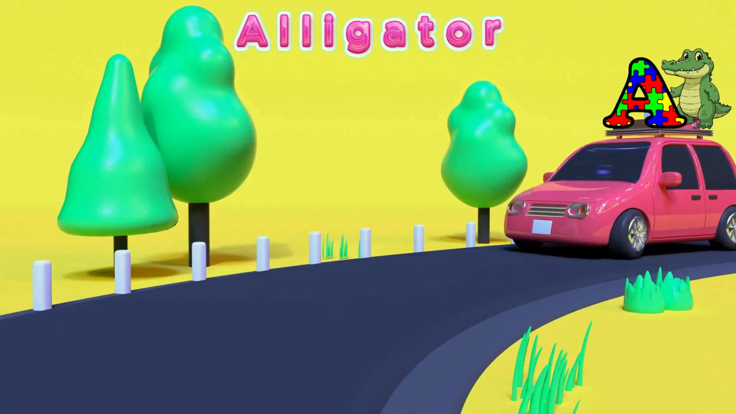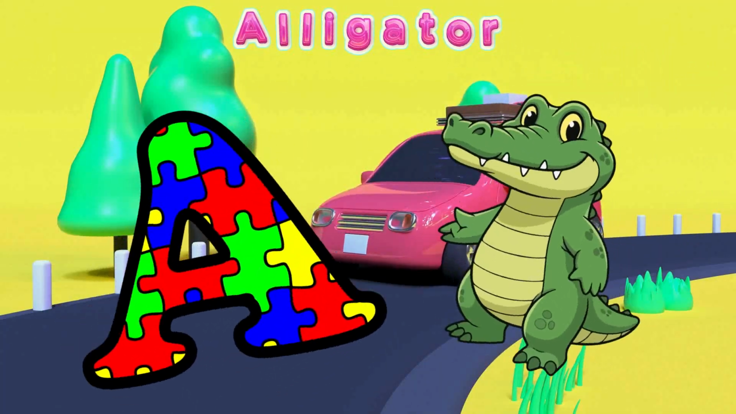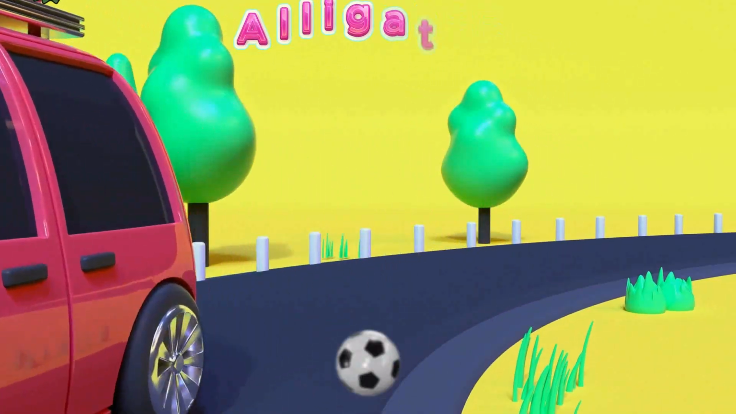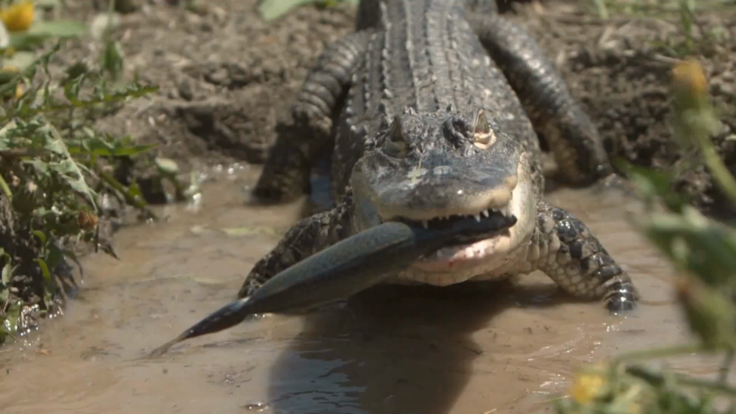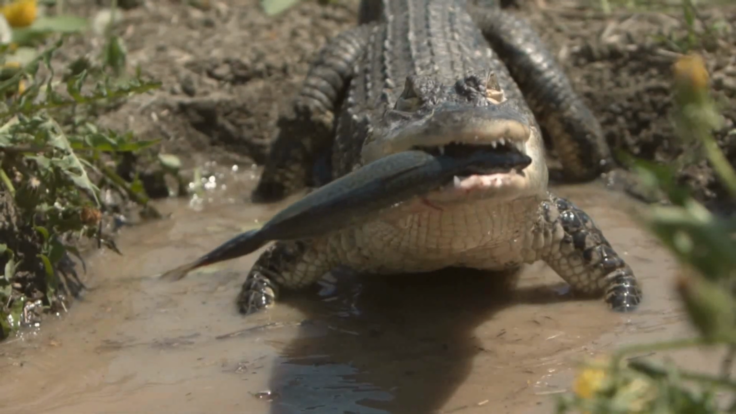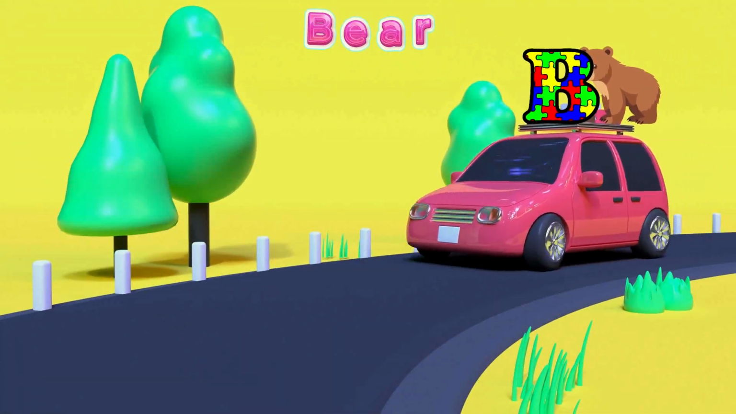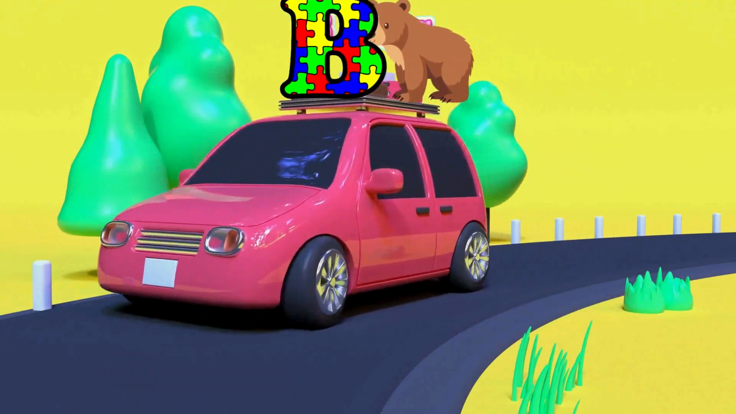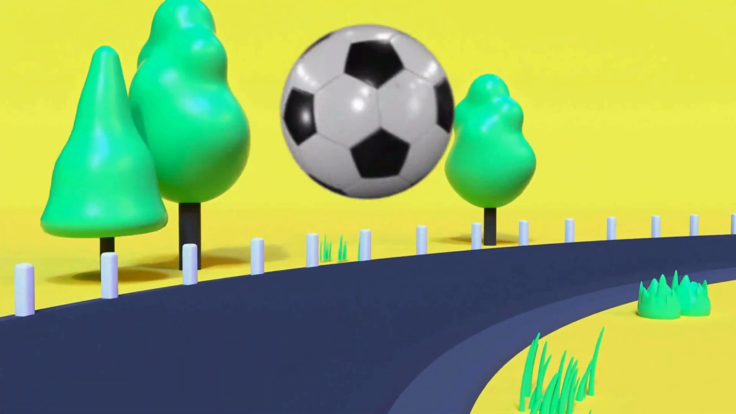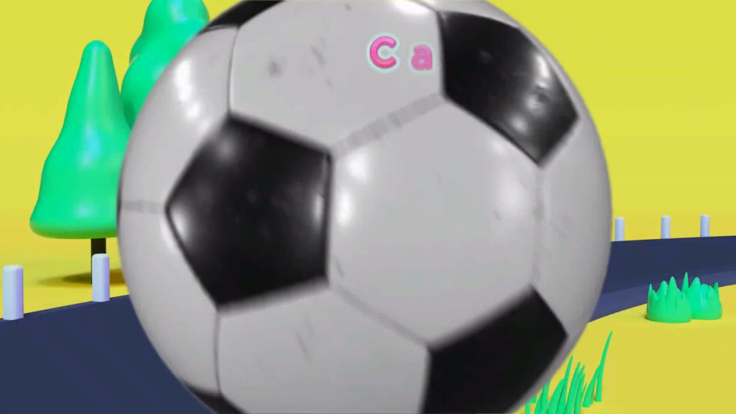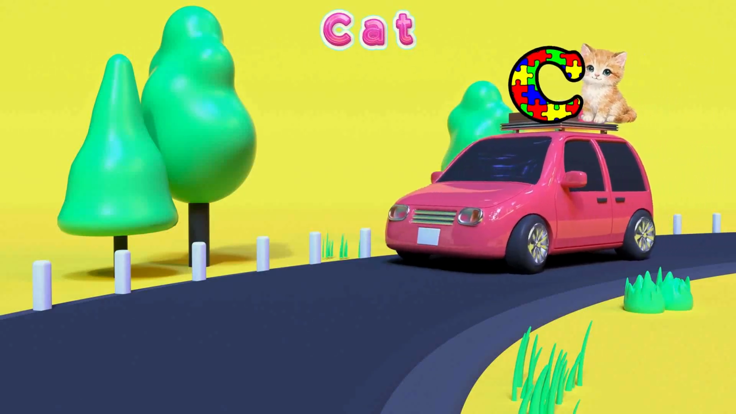A is for alligator. A is for alligator. B is for bear. B, bear. B is for bear. C is for cat. C, cat.